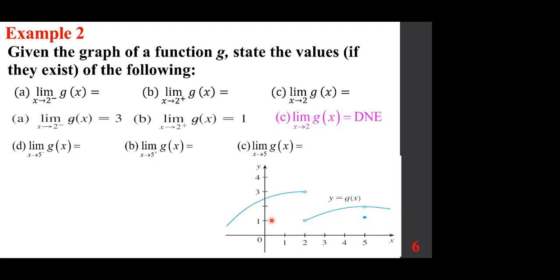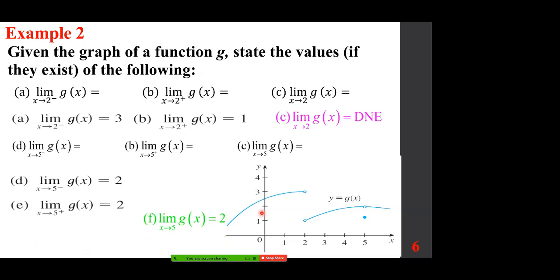Now, number 5. From the left of 5, we go this way. That means in this branch, we are moving towards this point. And this point happens to have y coordinate 2. From the right of 5, that means this portion, we are moving towards the same point, the same hole, which has the same y coordinate, which is again 2. Therefore, the limit exists and it is equal to number 2.